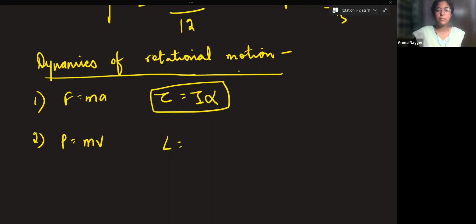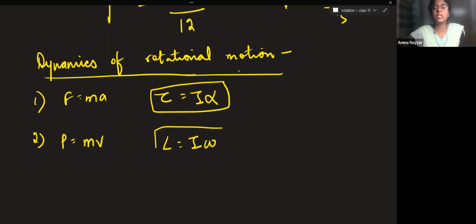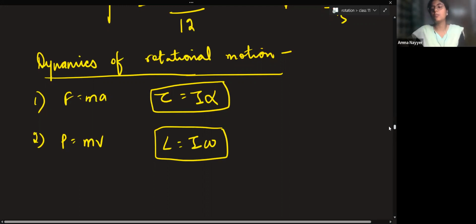So this will become, instead of M, I will come. Yes, Terim, please complete this. Instead of V, ma'am, angular velocity will come, that is omega. Perfect. So L is equal to I omega. So this formula you will use.